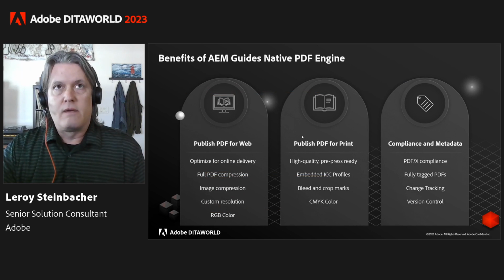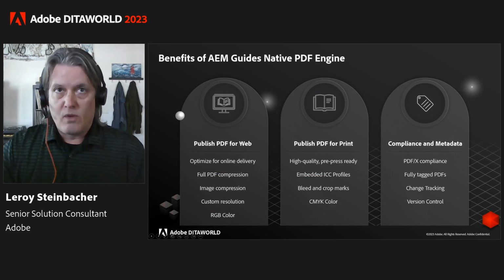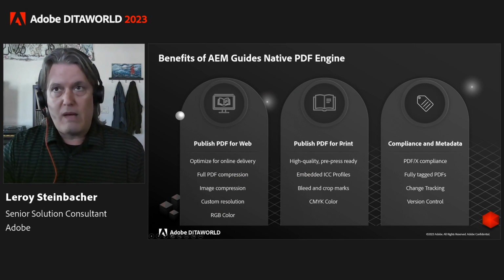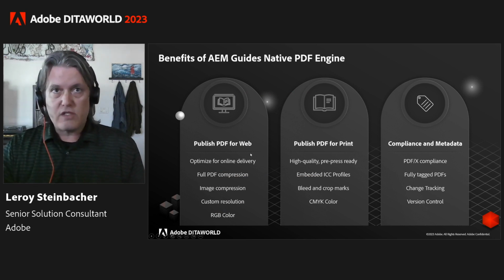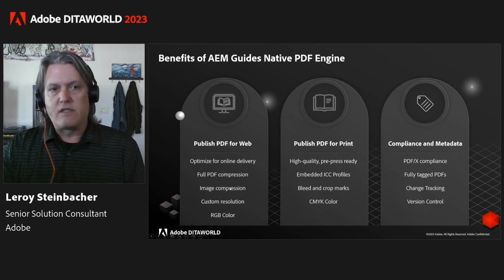So there are several additional benefits for using the native PDF engine within AEM Guides. One, you can set up your presets for whether you're publishing your PDF for the web or if you're publishing for print. So for the web, you may want to optimize your file size for online delivery. You probably want to include full PDF compression and image compression. Maybe you want to set a custom resolution. And then you probably want to use an RGB color for web delivery, where people will be downloading their PDFs and just viewing them online. They won't necessarily be taking those PDFs for print.